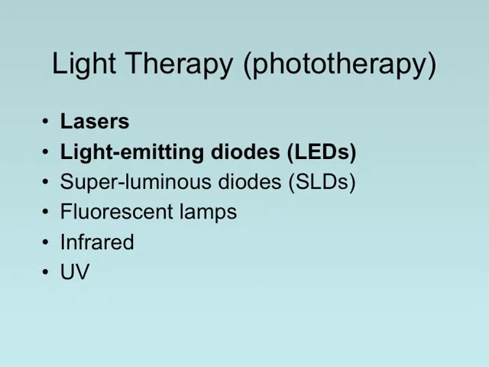All right, today we're going to introduce light therapy, or phototherapy as it's now being referred to. There are 6 primary avenues of light therapy. First one being lasers, light emitting diodes, LEDs, superluminous diodes, fluorescent lamps, infrared, and UV light. We're going to focus on lasers in this lecture today.